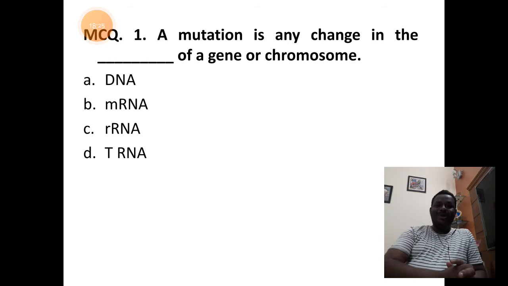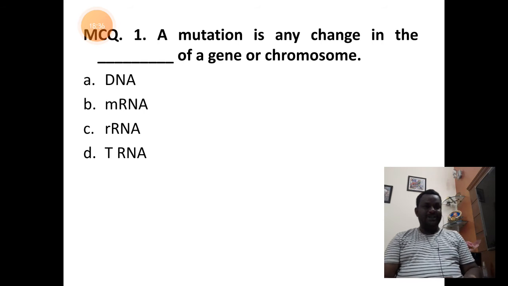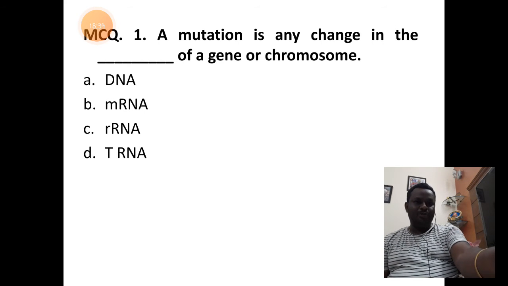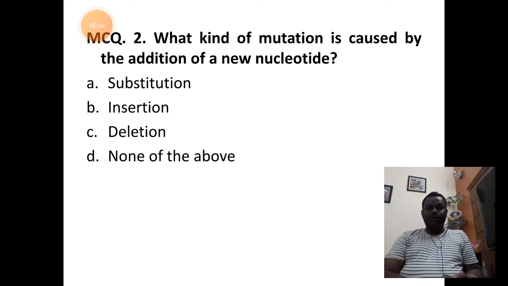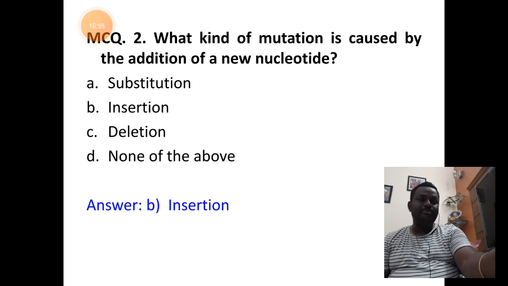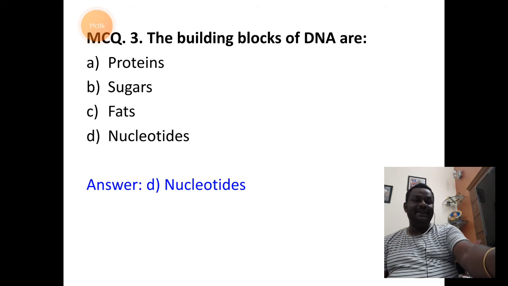Let's answer the MCQ questions now. Question 1. A mutation is any change in the dash of a gene or chromosome. It is the DNA of a gene or chromosome. So the answer is A. MCQ 2. What kind of mutation is caused by the addition of a new nucleotide to the original sequence? We call it insertion. The answer is B. The building blocks of DNA are called nucleotides. So the answer is D.